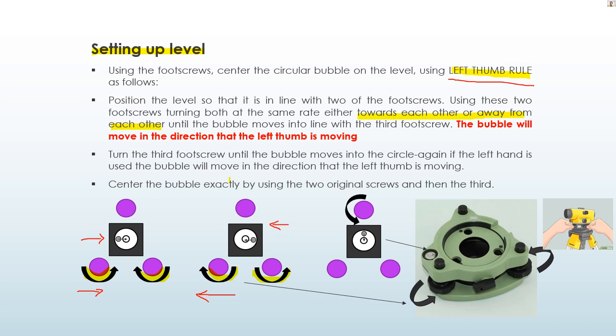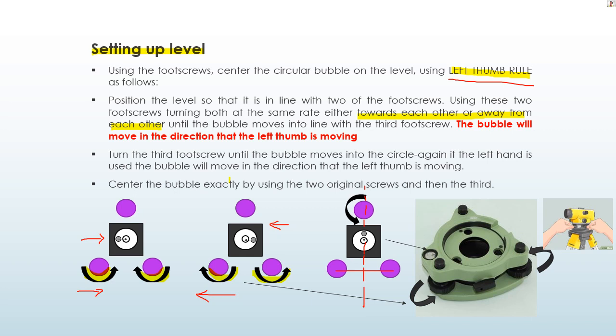Once you have the bubble at the center line of the 2 foot screws you've done in the first step, now you turn the last foot screw here, also using your left thumb.